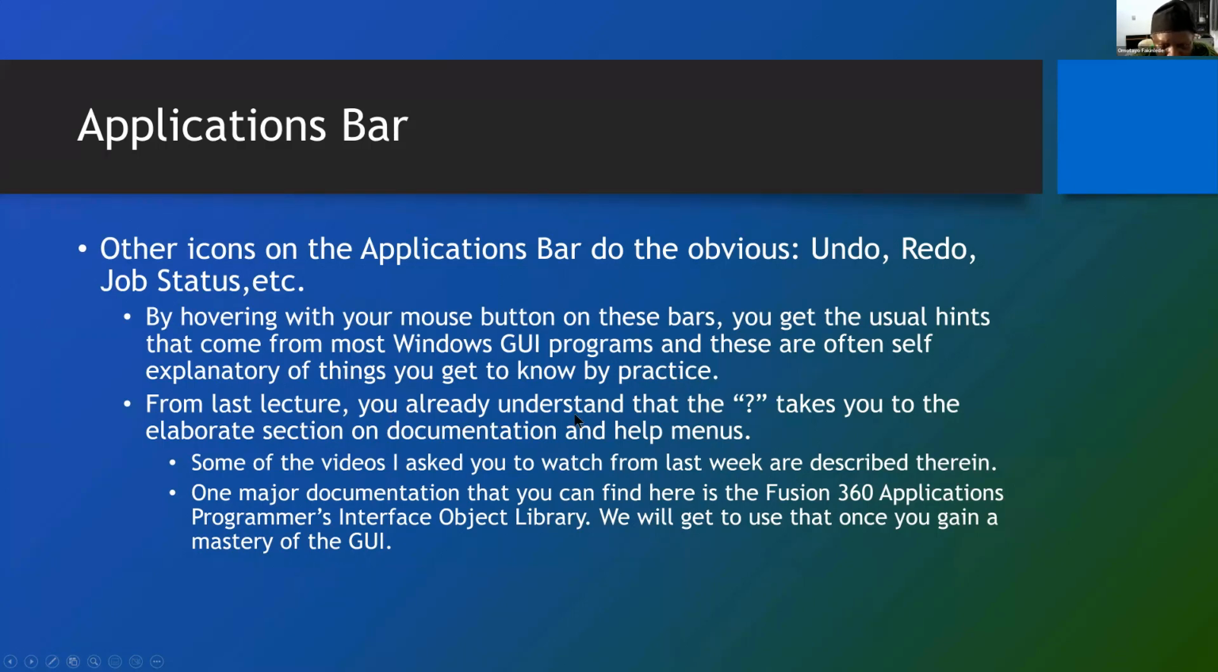From the last lecture, you already understand that the question mark takes you to the elaborate sections on documentation and help menus. I asked you to do some things on this at home: go to the self-paced learning, and there are so many other things you can get there. Some of the videos I asked you to watch from last week are described therein. One major documentation that you can find here is the Fusion 360 Application Programmer Interface, API, the object library of the API. We will get to use that once you gain a mastery of the GUI. Once you are comfortable with the GUI, we are going to look at the API later on.